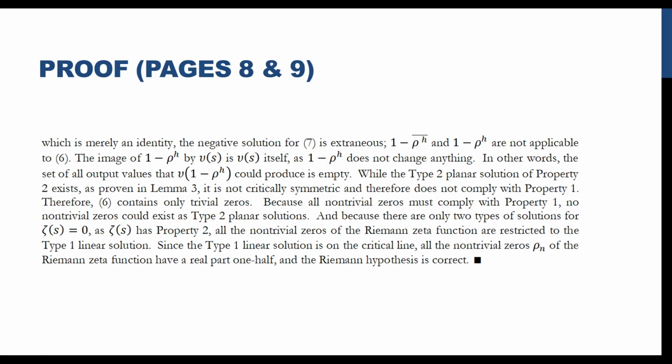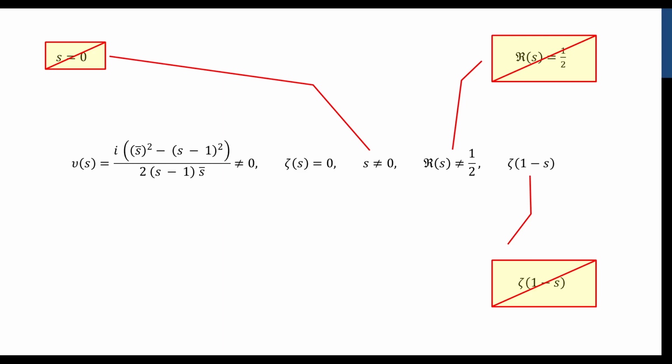The proof then comes down to everything we've already done. Let's take a look. The negative solution for 7 is extraneous. It doesn't work. It has no solution. There are solutions for the positive, which we'll get into. When you have this identity, it means the set of all output values that upsilon of 1 minus rho h could produce is empty. If you have a function, it has to output an image. If you take a picture with the camera and it doesn't output anything, you don't get a solution. That's the way you look at it: the entire image is gone. There's no image there, so there's nothing in it.